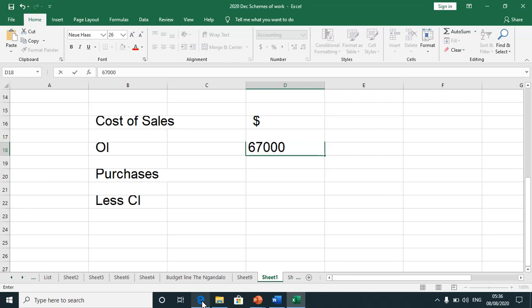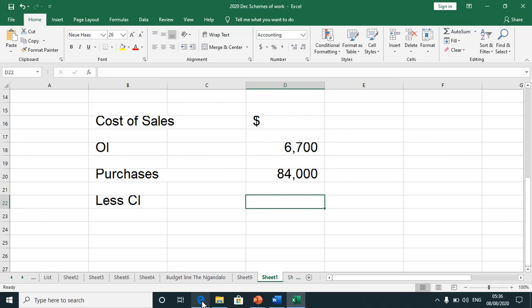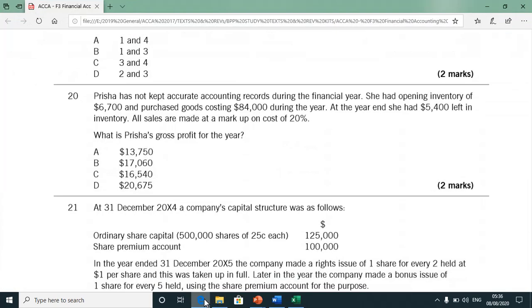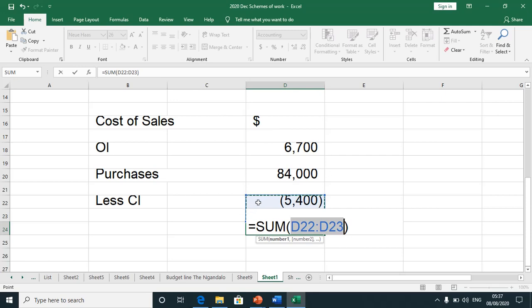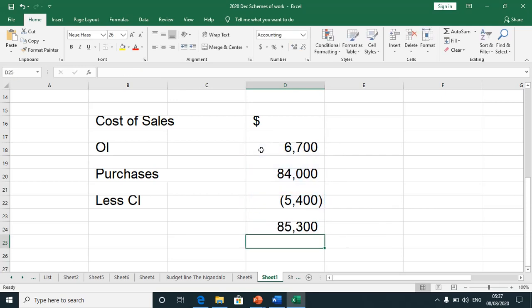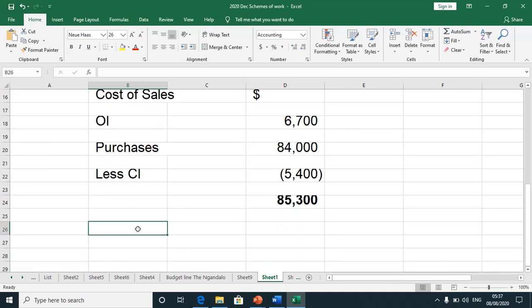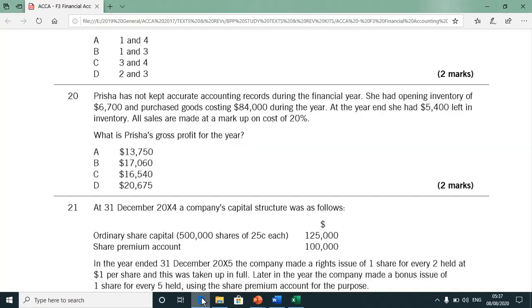If I may counter-check my figures, we are told 67 is the opening, 84,000 is the purchases, and what is the closing? The closing is 54. So that is our cost of sales there. Now the question says, what is Prisha's gross profit for the year?